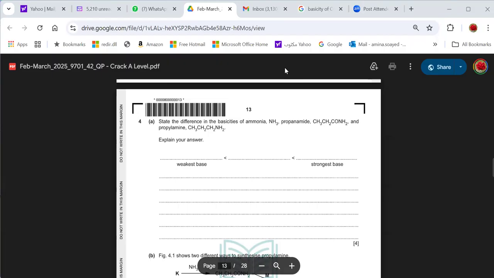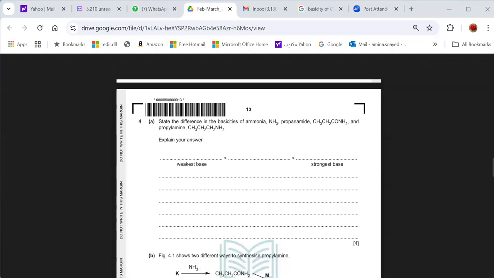When we look at number 4, it says state the difference in the basicities of ammonia, propanamide, and propylamine, and explain your answer. We have to start with the weakest base first and then the strongest. Then the weakest will be the CH3CH2CONH2, propanamide, and then followed by the ammonia. And the strongest base will be the propylamine, CH3CH2CH2NH2.